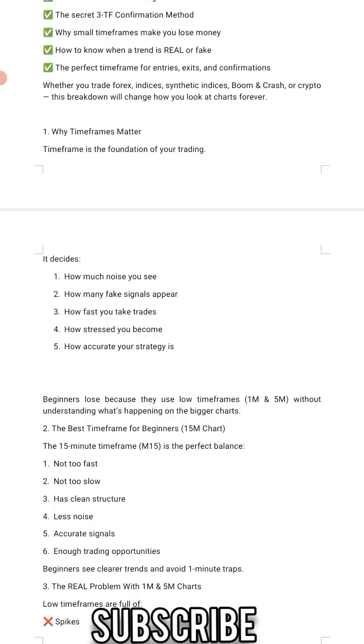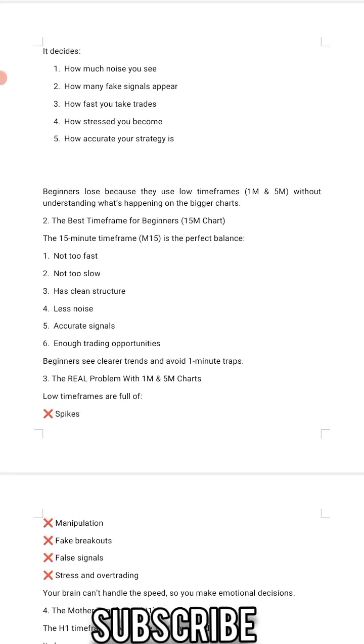Mental stress, emotions, psychology. We're talking about mental stress. Why? Because the smaller the time frame, the more stress you go through, and how accurate your trading is depends on the time frame that you use for your analysis. Beginners lose because they use lower time frames, like the 1 minute and the 15 minutes time frame, without understanding what is happening on the bigger chart, which is the bigger time frame.